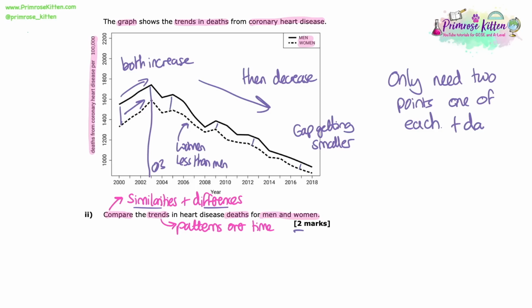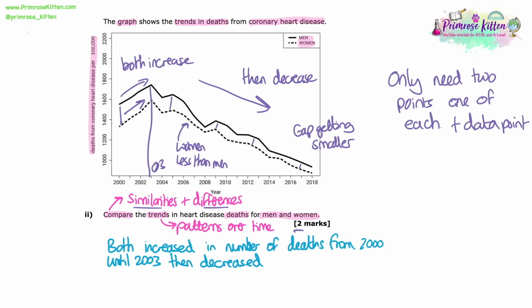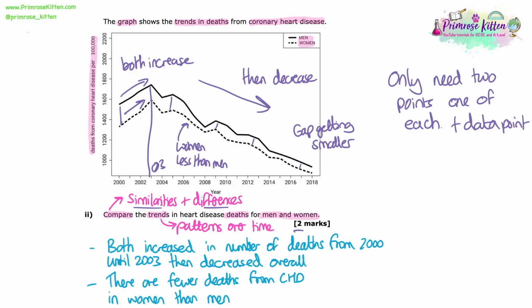But if we're only giving 2 points, we need to try and make sure that we're giving the similarities and differences. And we should always make sure we're including a data point as part of our description. So like the 2003 point here that we've read off the bottom of the graph, that's a nice one to include. So both increased in the number of deaths from 2000 until 2003, and then they decreased. So that's my similarities, and then my difference one is going to be that there are fewer deaths from CHD in women than in men.